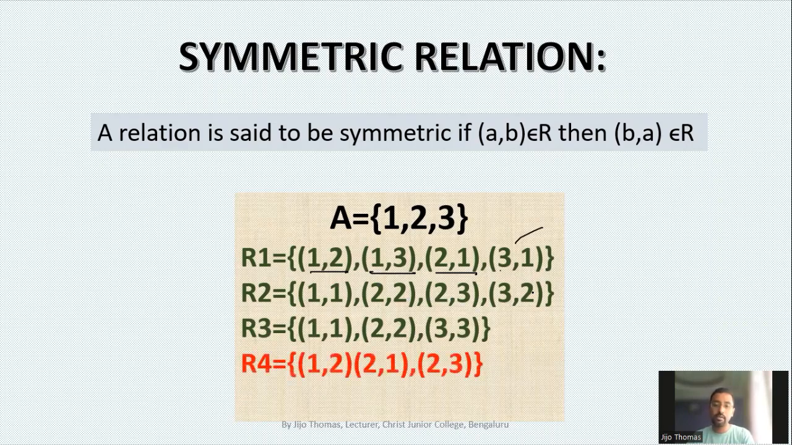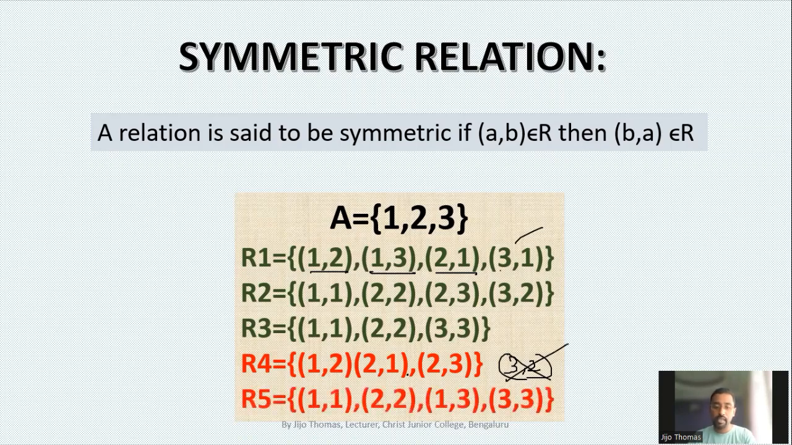It is present. R4: (1, 2) is there, (2, 1) is there, fine. (2, 1), (1, 2) is there, but (2, 3), (3, 2) is missing. (3, 2) is not there, so it is not symmetric. Similarly, R5: (1, 3) is there, (3, 1) is missing. So the last ones, R4 and R5, are not symmetric relations. R1, R2, R3 are symmetric relations.